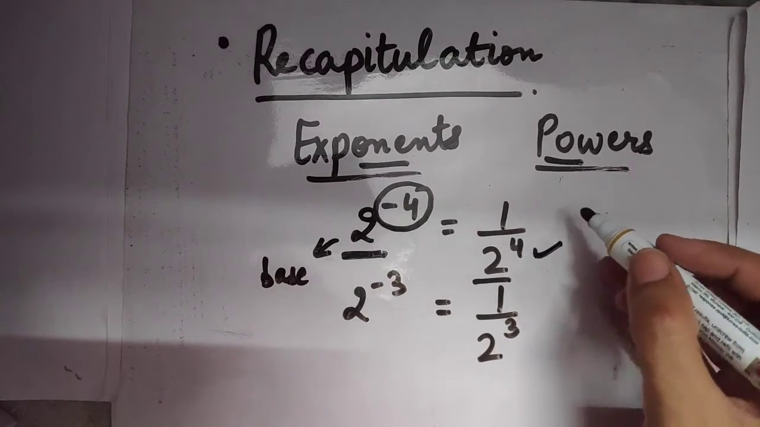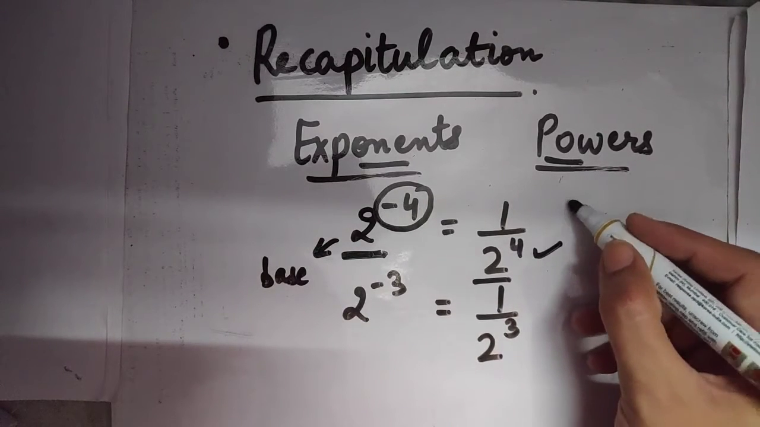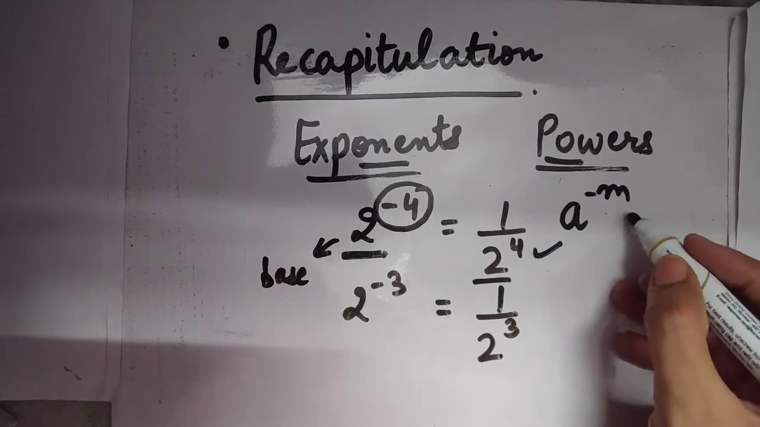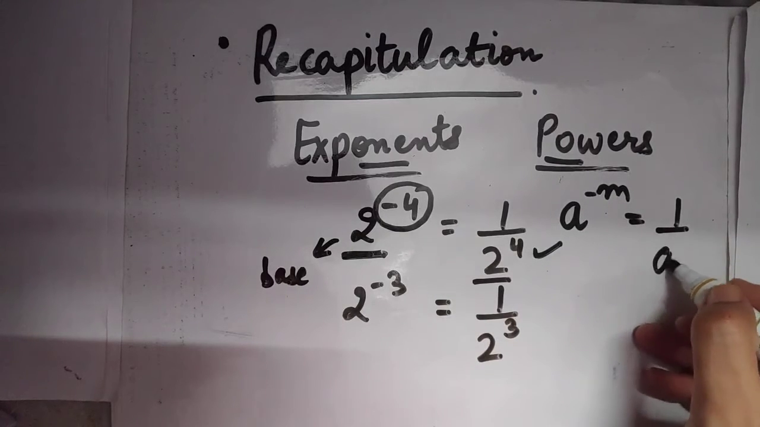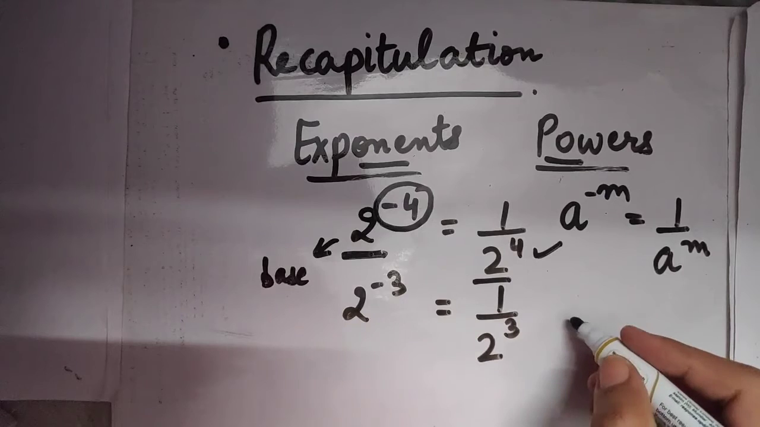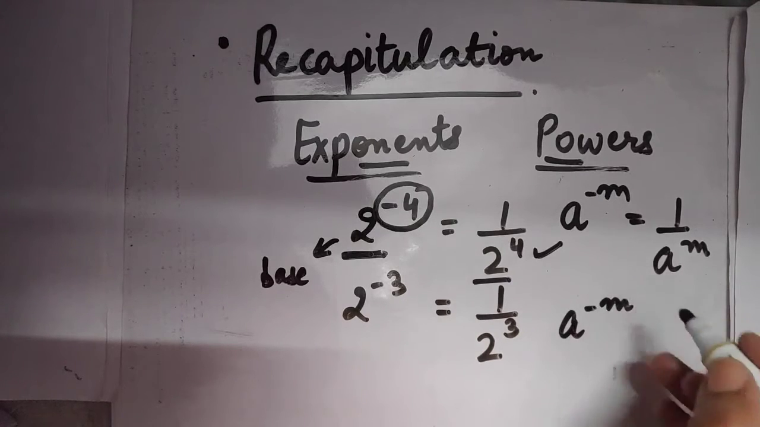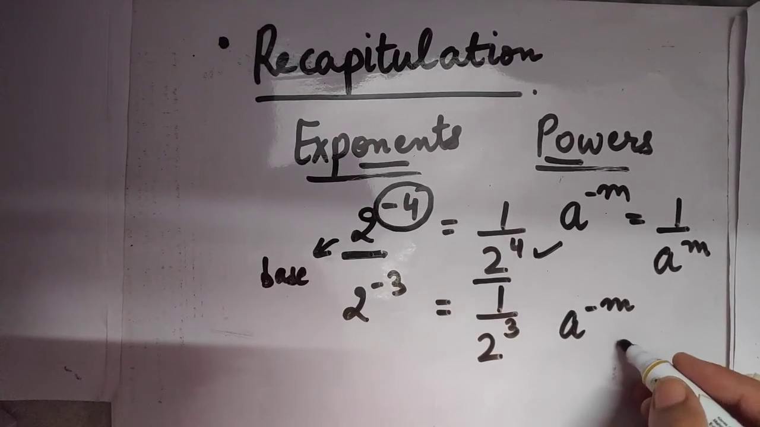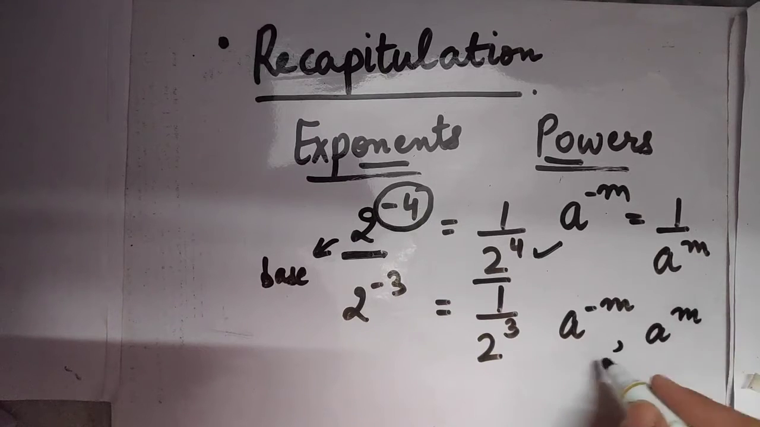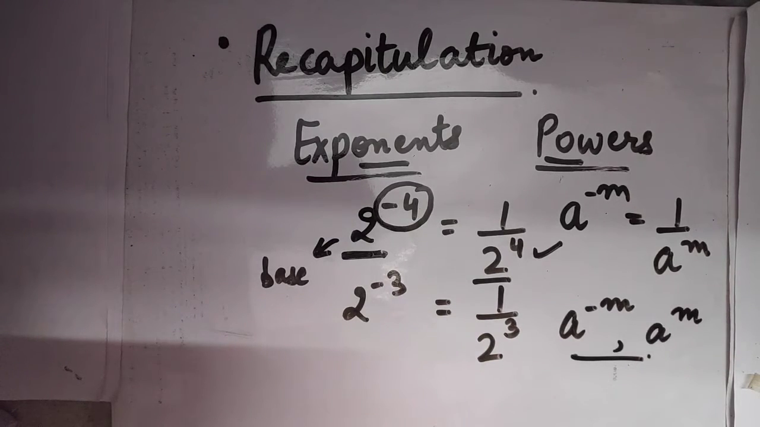Now we have generalized it, as yesterday we have seen that a raised to the power minus m is equal to 1 over a raised to the power m, and a raised to the power minus m is the multiplicative inverse of a raised to the power m. This all we have studied in the previous lecture. Now let us have a look on the laws of exponents.